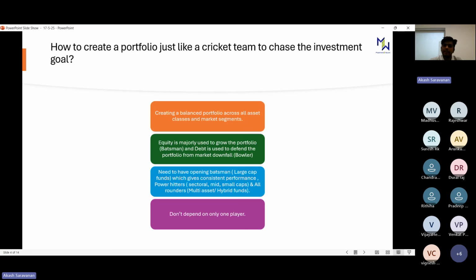And the main thing is you don't need to depend on one player. Most of the losing matches, the team would have depended on only one player. There are a lot of instances. Even now, our favorite team, CSK, is kind of depending on one player. But it has to change, right? Definitely, you need to diversify and build a good, balanced team in order to win.